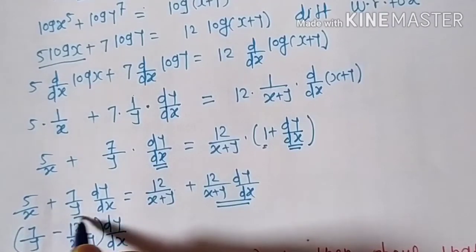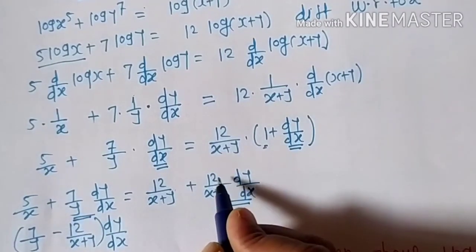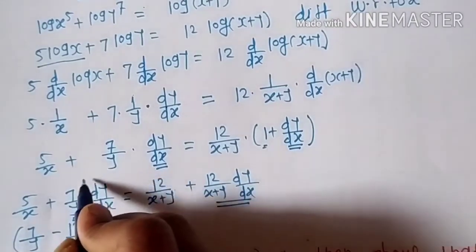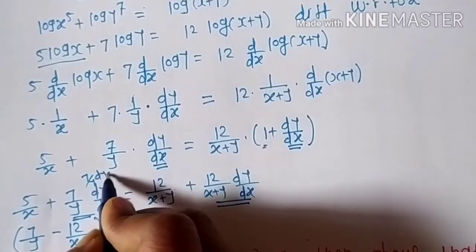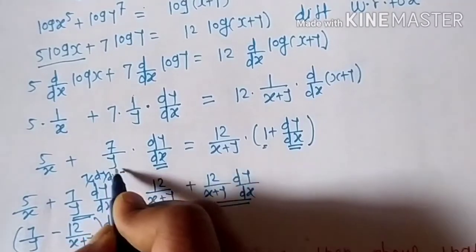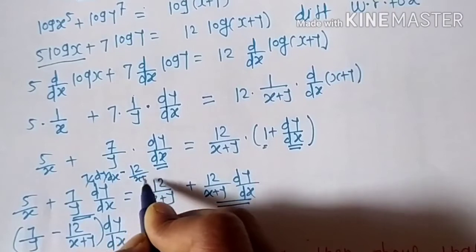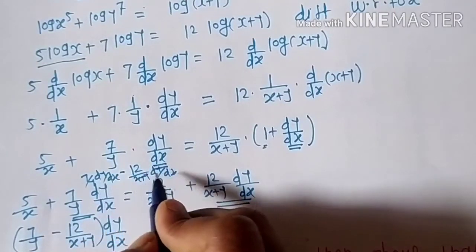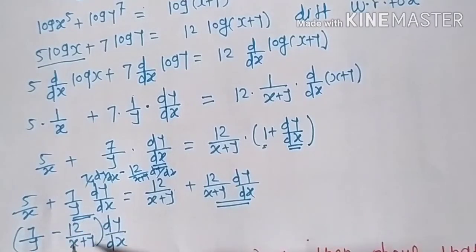Okay, this 7 upon y, when we transfer it here, it becomes negative, and from this term and this term, 7 upon y dy by dx is already there. When we transfer here, we get 12 upon x plus y into dy by dx. So from these two terms we take dy by dx outside, remaining 7 upon y minus 12 upon x plus y.